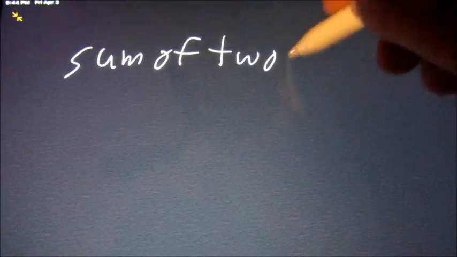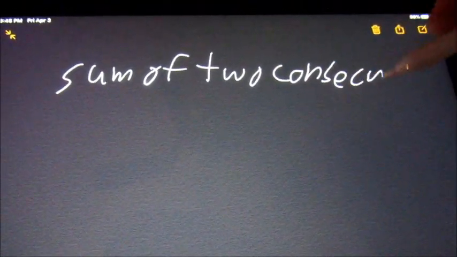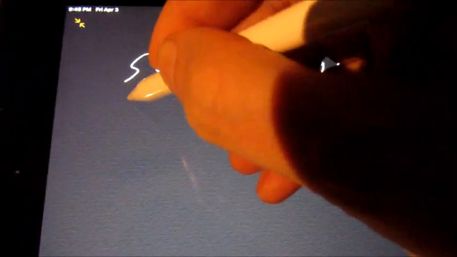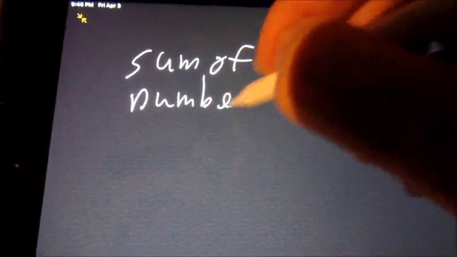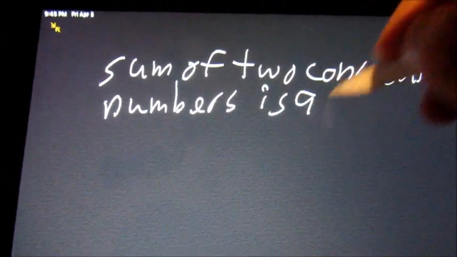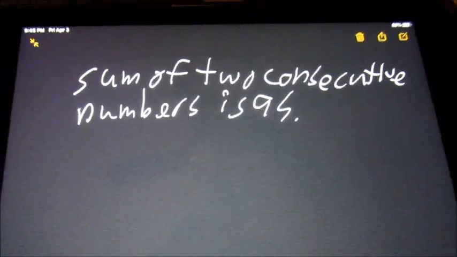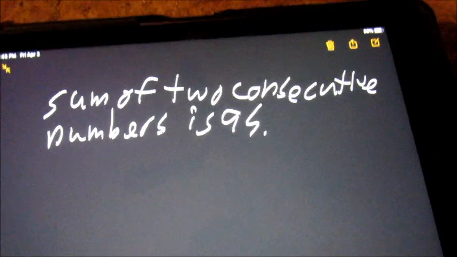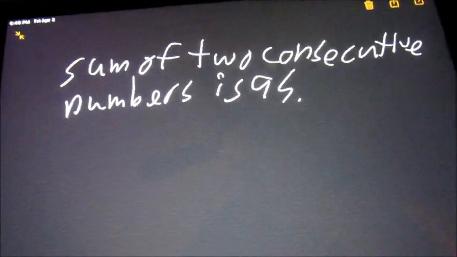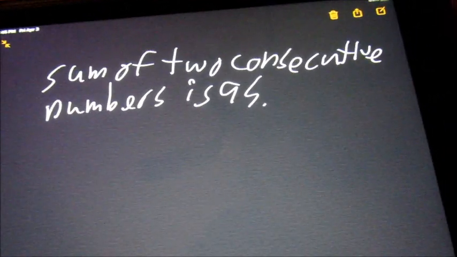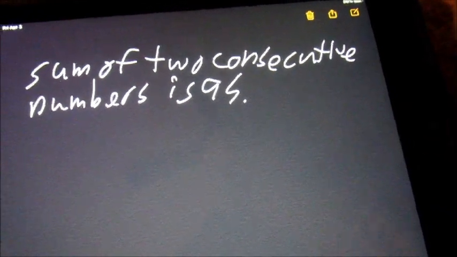Next, you're going to get something like the sum of 2 consecutive numbers is 95. So consecutive numbers means that they're right next to each other. So like 1 and 2, 3 and 4, or if it said 3 consecutive numbers, 1, 2, and 3.